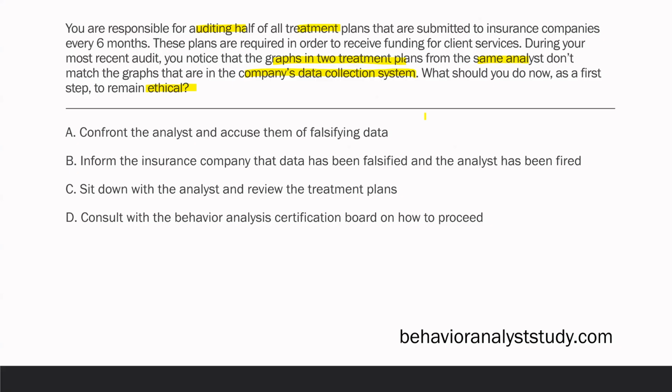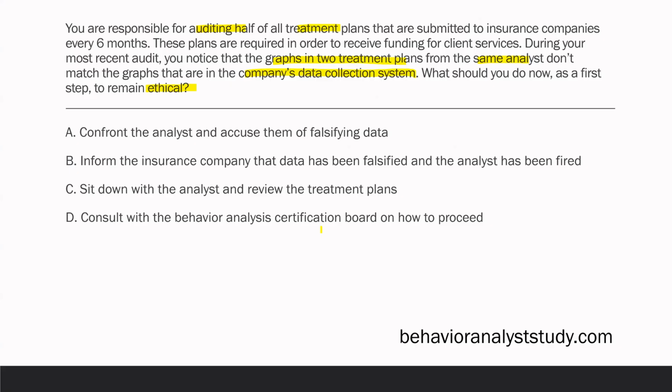B, inform the insurance company that data has been falsified and the analyst has been fired. Again, when an ethical violation may have occurred, the number one thing you want to do first is talk to the person who may have committed that violation. Unless someone's been seriously hurt or injured, always go to that person first and communicate the issue. C, sit down with the analyst and review the treatment plans. This is going to be the easiest way to approach this. Sit down, show them what you found, and then go through it with them. If after you've done that, you still believe there are issues, then you can escalate.